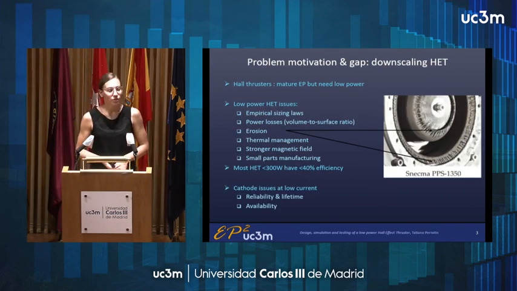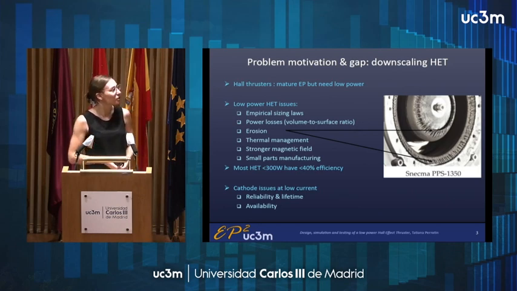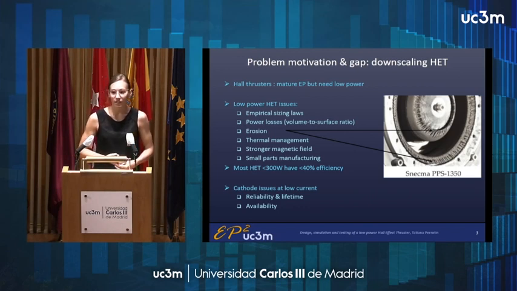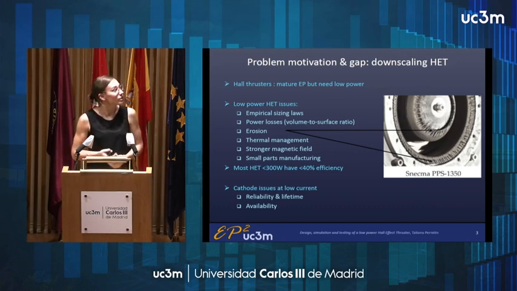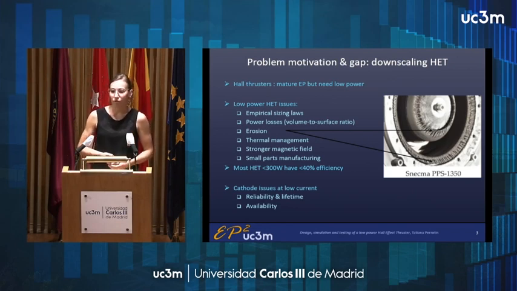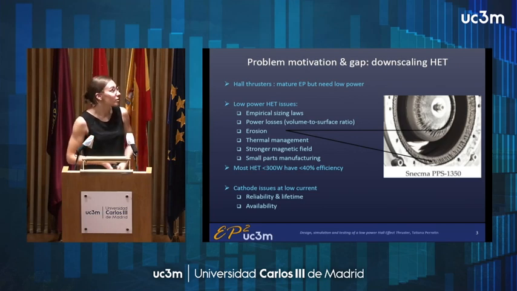So for the motivation, you've been introduced to Hall thrusters already a lot today, so I think you already know, but it is quite accepted that it's a mature technology that is quite performant in electric propulsion. However, in the last decades, a lot of development has been done in high power, but lower power is much less known and understood. So we need to develop low power Hall thrusters, in particular for what Jaume said before, that we now have huge constellations of small satellites that require small thrusters.